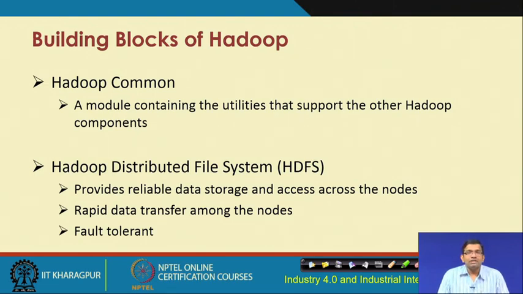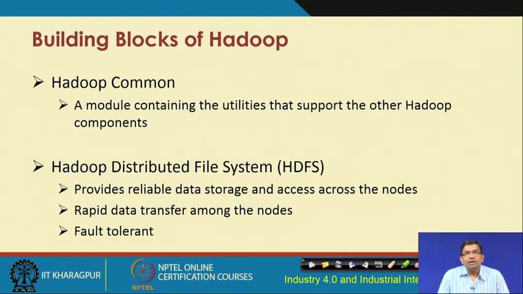The HDFS is the central thing in Hadoop. HDFS, Hadoop Distributed File System, is the core of Hadoop. It provides reliable data storage and access across different nodes in the system. The rapid data transfer among the nodes is going to be possible with the help of Hadoop Distributed File System HDFS, and fault tolerance is an attribute that is inherent to this HDFS architecture.